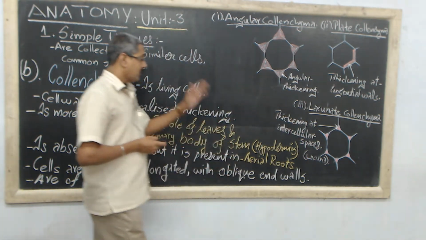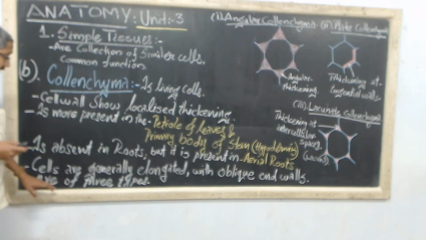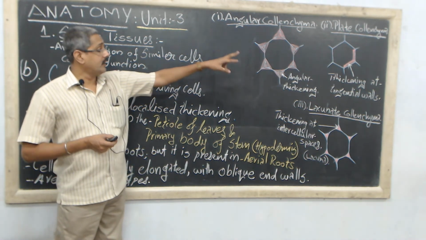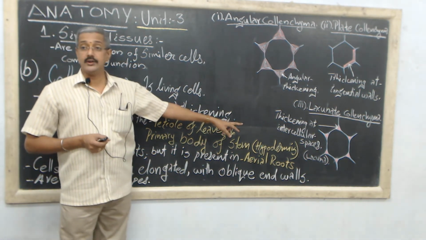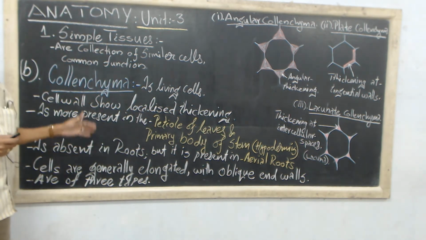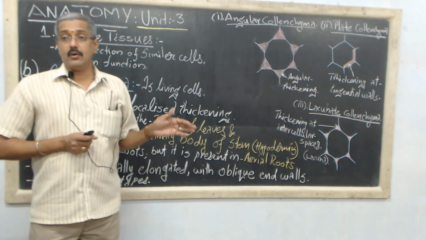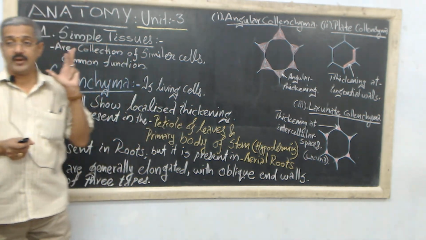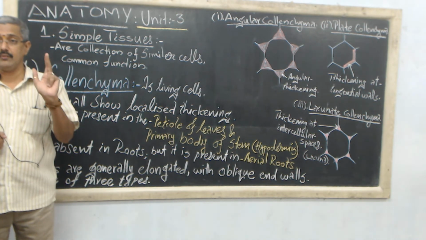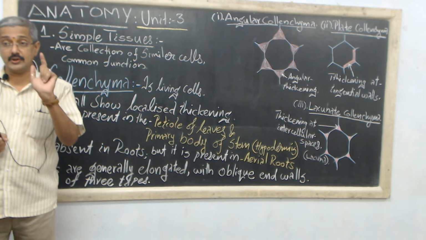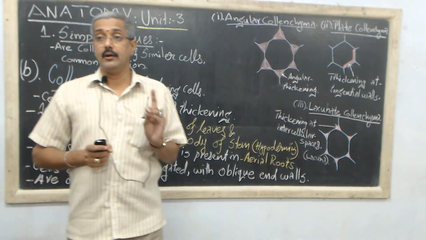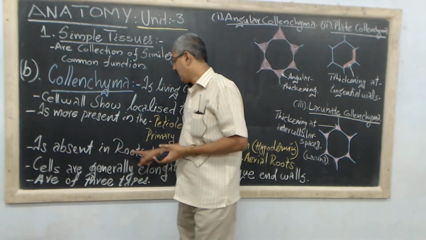So here the collenchyma is getting differentiated into three types. One is angular collenchyma, second is plate collenchyma, and third one is lacunate collenchyma. Okay, got it. So we can review it. What is collenchyma? Collenchyma are living cells. They show localized thickening, and are commonly present in petiole of leaves, primary body of stem, that is in the hypodermal region, and especially the collenchyma cells are absent in roots.